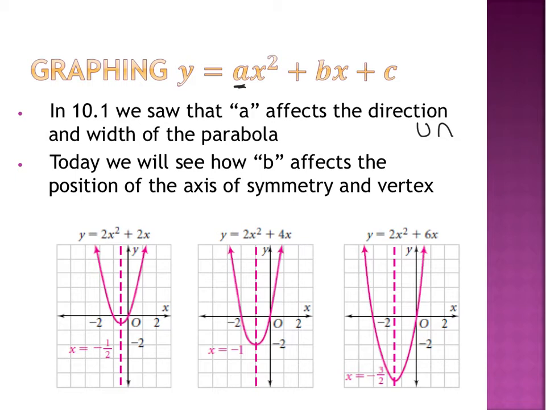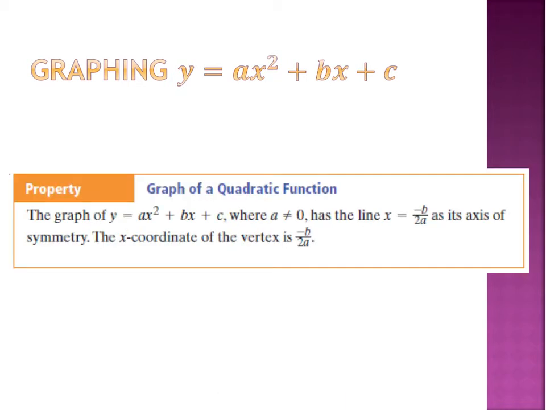Today, we're going to look at how the b value, which is right here, is going to affect the position of the axis of symmetry and the vertex. So to start out with, we're going to look at the property of graphs of quadratic functions. It says that when you're graphing y equals ax squared plus bx plus c, we can find the line x equals the opposite of b over 2a as the axis of symmetry.